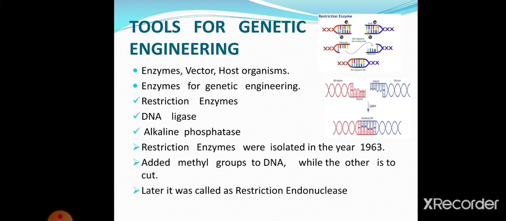One enzyme added methyl groups to DNA while the other cut DNA. So these two enzymes are responsible for restricting the growth of bacteriophage. One will add, another one will cut DNA. Later it was called restriction endonuclease and molecular scissors.